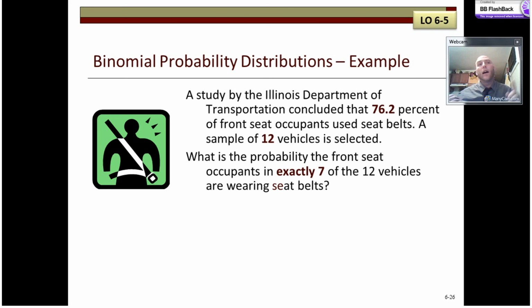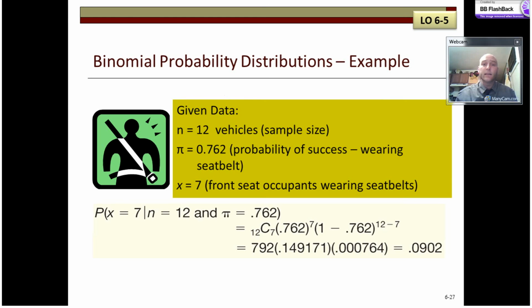So we've got n, the number of trials, which is 12. We're looking at 12 cars. We've got pi, the probability of success, is 0.762, 76.2%. And we have x, our random variable, equal to 7. We want to know what's the probability of exactly 7 successes. Well, here you go. If you do this formula, 12C7 is 792. There's 792 ways to choose 7 things from 12.